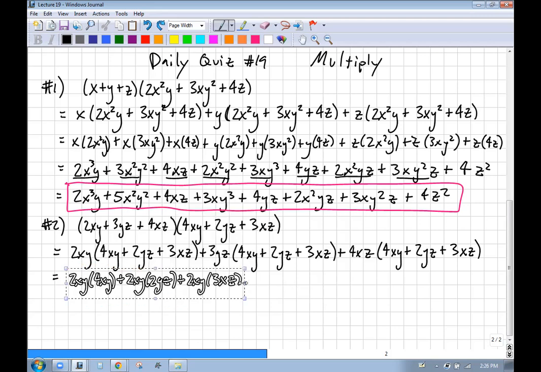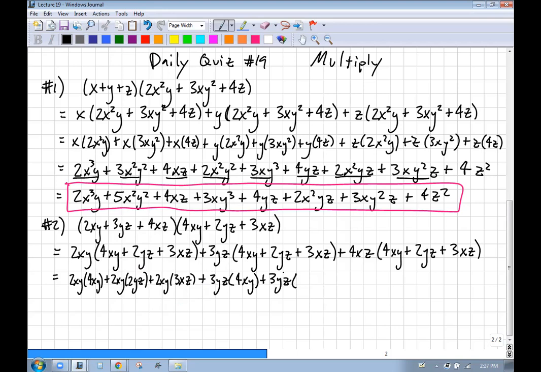Let's smash this. Now we have this term. We need this times this times this, and this times this. Let's write it out. The 3yz times the 4xy. We have the 3yz times the 2yz. And then we have the 3yz times the 3xz.